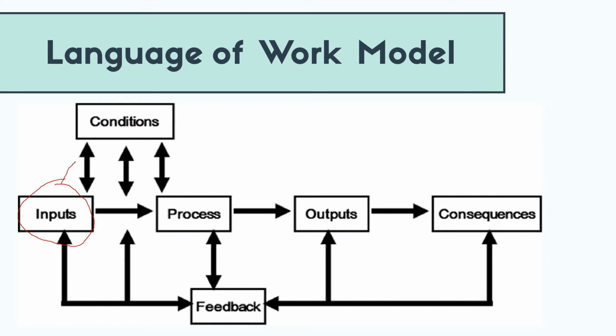Conditions are typically external or internal governance. An example of an external governance are environmental codes that a company might have to follow. Internal governance might be the business or organizational policy.